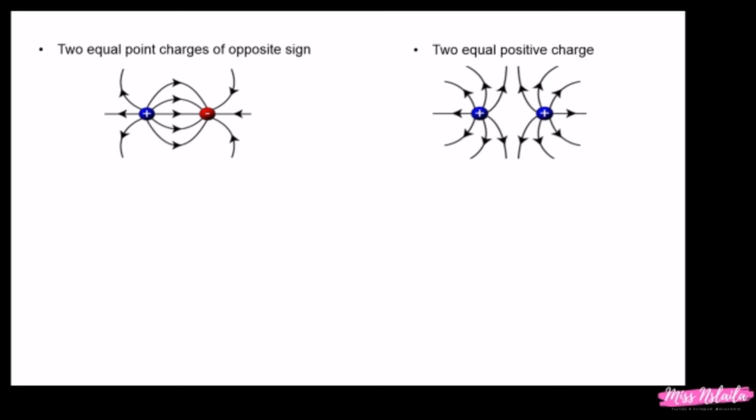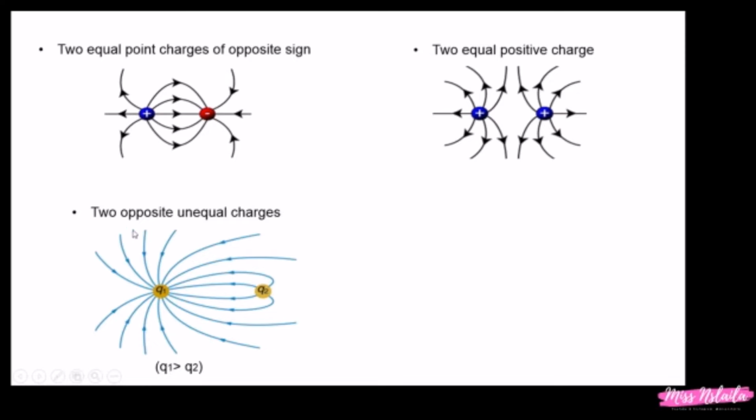Second one, if we have two equal positive charges, here we have positive and also positive charge. They are equal in magnitude. So you can see that the number of electric field lines that go out from this first positive charge is the same as the number of electric field lines that go outward from this second positive charge. And since they repel, there are no electric field lines in the middle between these two.